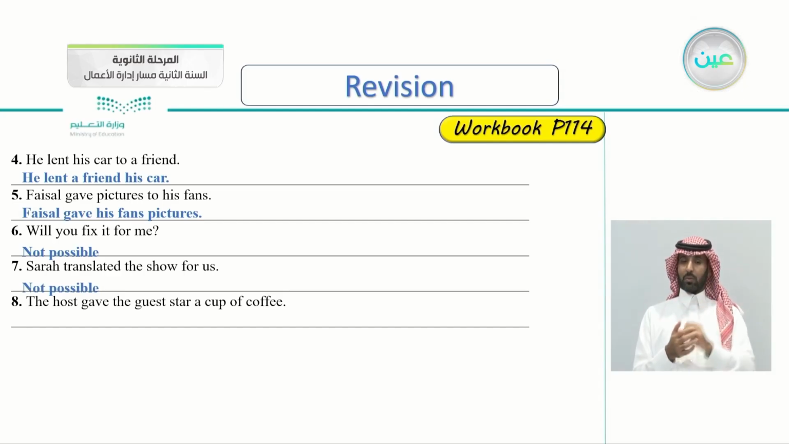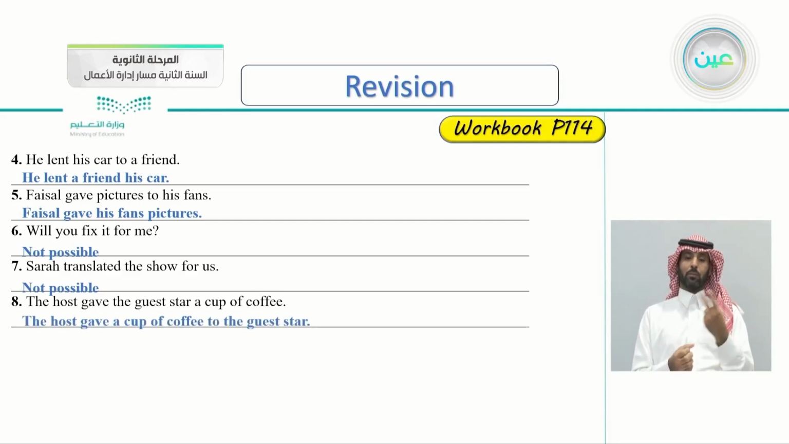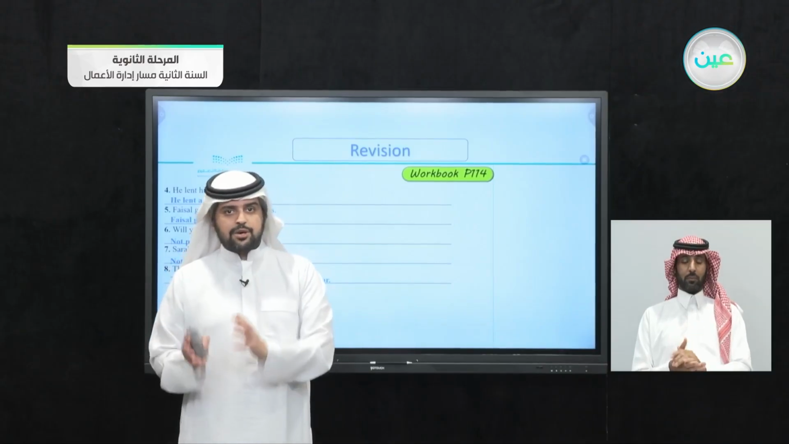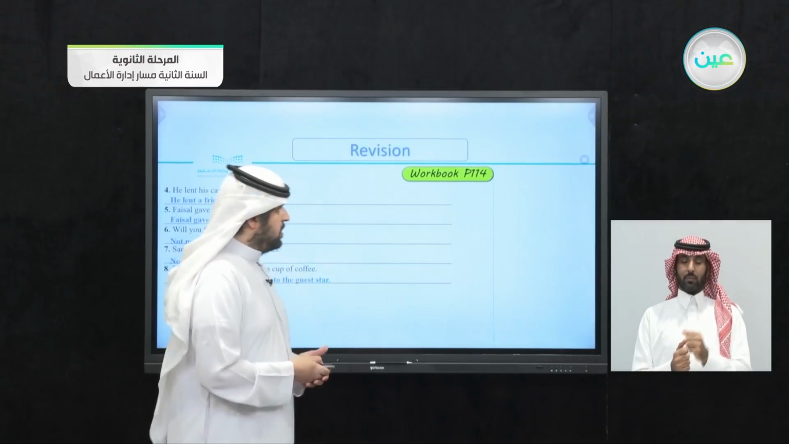What about number eight? The host gave the guest star a cup of coffee. So here we have two objects. Yes, the host gave a cup of coffee to the guest star. So the guest star here is the indirect object, and the direct object is a cup of coffee.